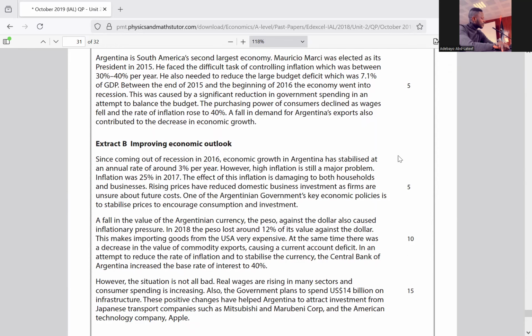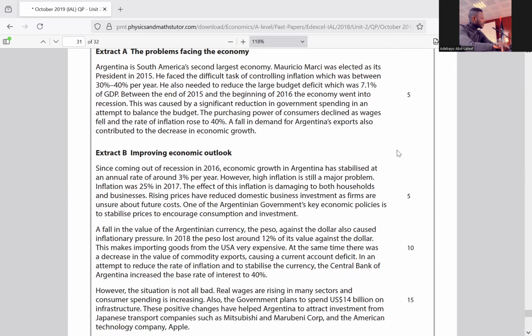It said, using the information in extract A and B, discuss policies that Argentina government could use to increase consumption. First, what is consumption? Consumption is the total spending of households on goods and services. So consumption is a component of aggregate demand. So there are different policies governments may use to increase consumption within the economy.